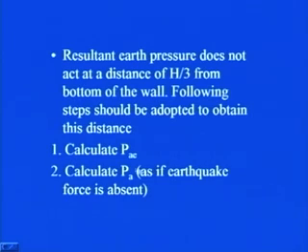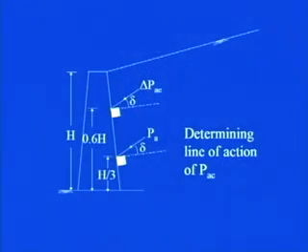First of all, we need to calculate PAE. As I gave you the expression, knowing the value of KH, KV, KAE, you can calculate PAE. Now you assume that there is no earthquake present, that is all earthquake forces are absent, and then in the simple manner you can obtain the value of PA as we did for any normal condition. Then we assume that this PA is acting at an angle of delta and at a height of h/3 from the bottom of the wall.